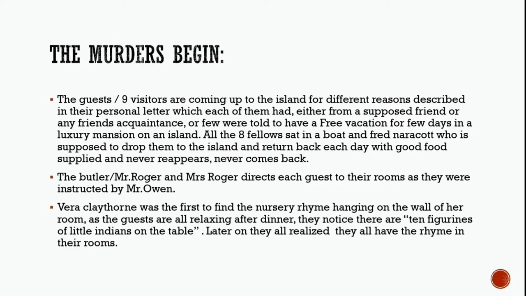He never comes back. Now secondly, the butler, Mr. Rogers, and Mrs. Rogers direct each guest to their rooms as they were instructed by Mr. Owen. Vera Claythorne was the first person to find the nursery rhyme hanging on the wall of her room. As the guests are all relaxing after dinner, they notice there are 10 figurines of little Indians on the table. Later they realize that these figurines match the rhyme, which is hanging in each room of the mansion.